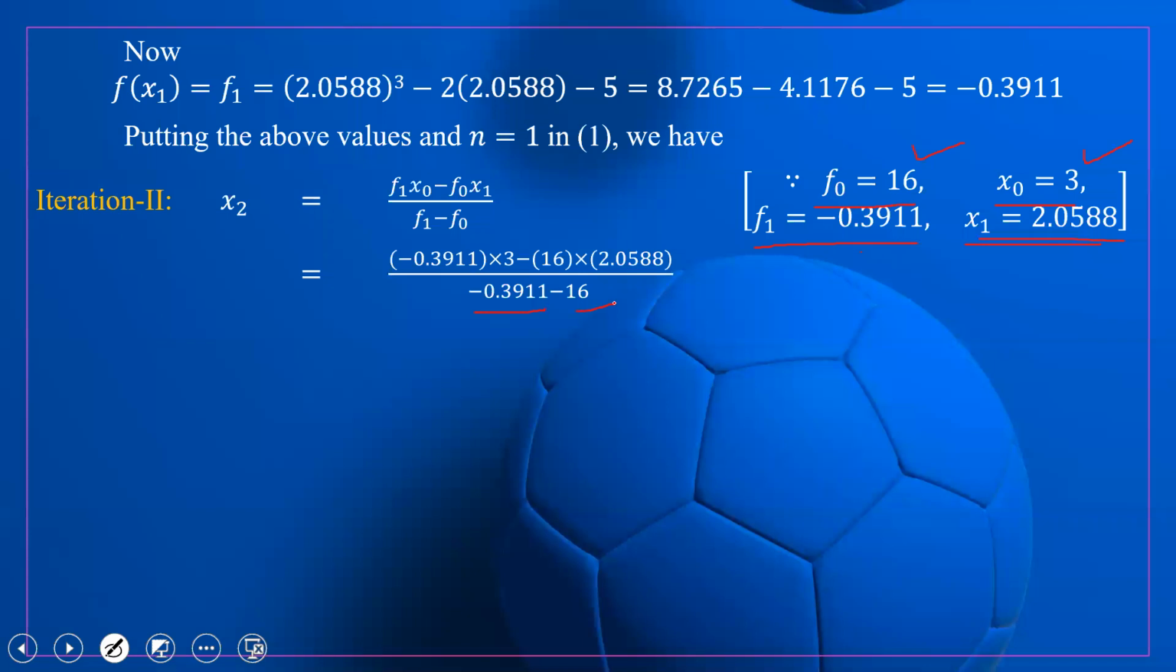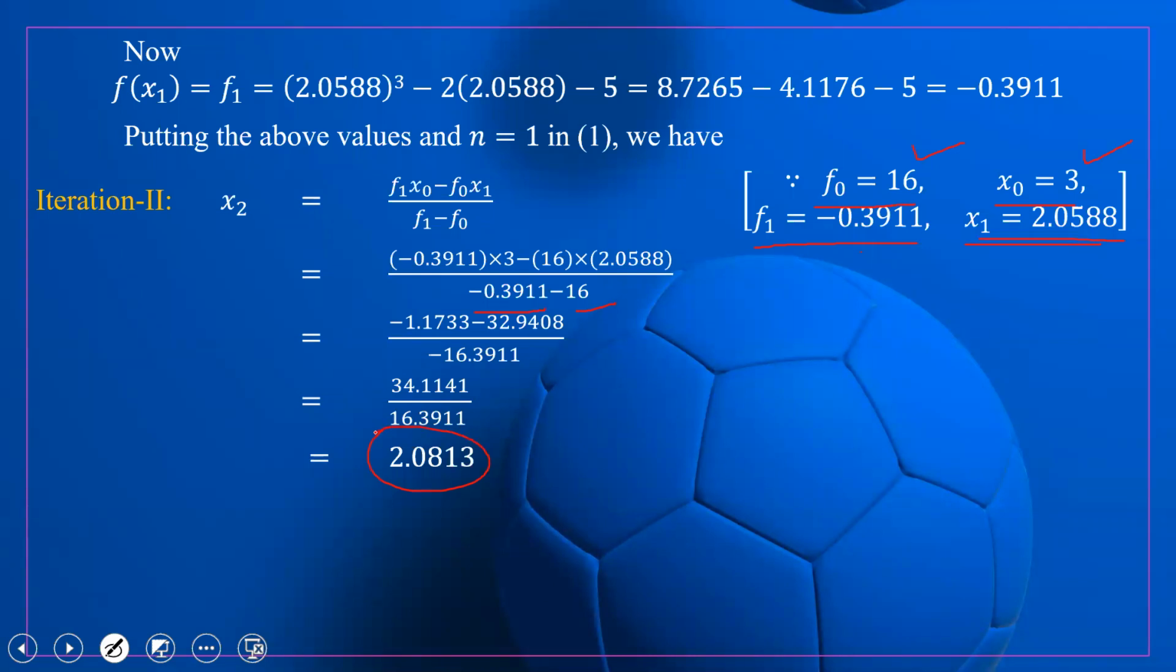So again, if we multiply these two things, numerator, this is minus 1.1733 minus 32.9408. So all terms will come in negative, so negative negative will come in positive. So we are getting 34.1141 divided by 16.3911. And if we again simplify it, what we are getting? 2.0813. We are only considering up to 4 decimals. Okay. So the value of x2 is 2.0813.